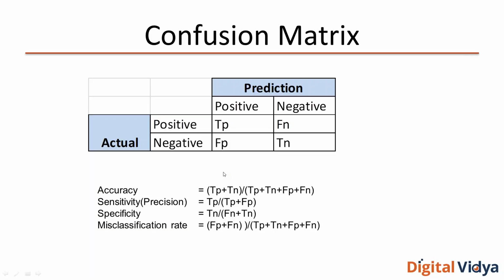That is your accuracy. But what is the sensitivity? What is the precision of this model? The precision is given by true positive divided by true positive plus false positive. It's also called true positive rate. What is the specificity? How specific is it? That is given by true negative divided by false positive plus true negative.